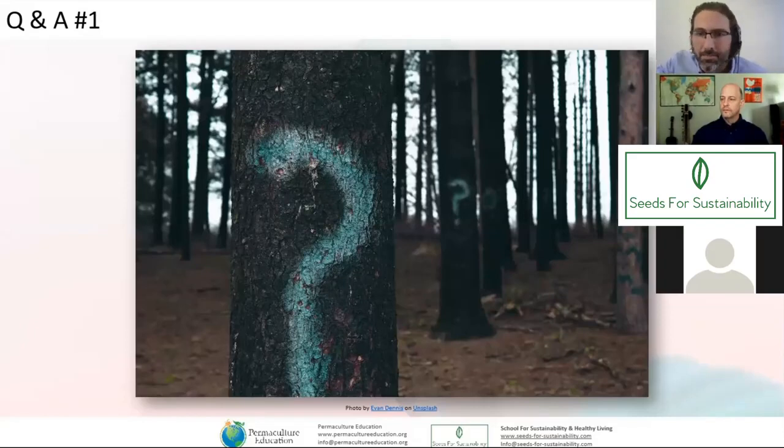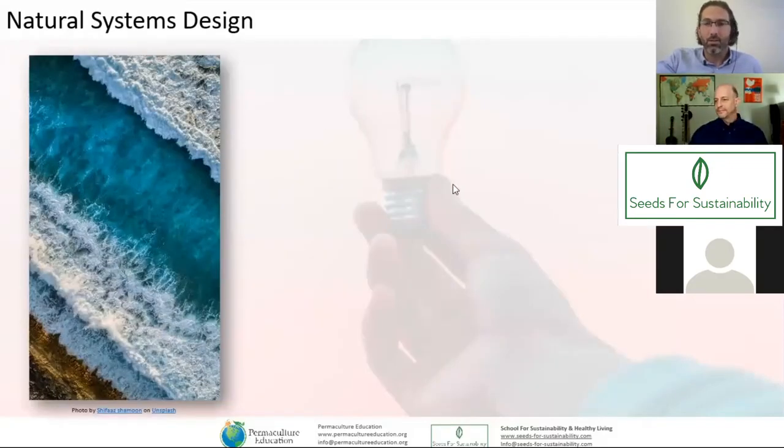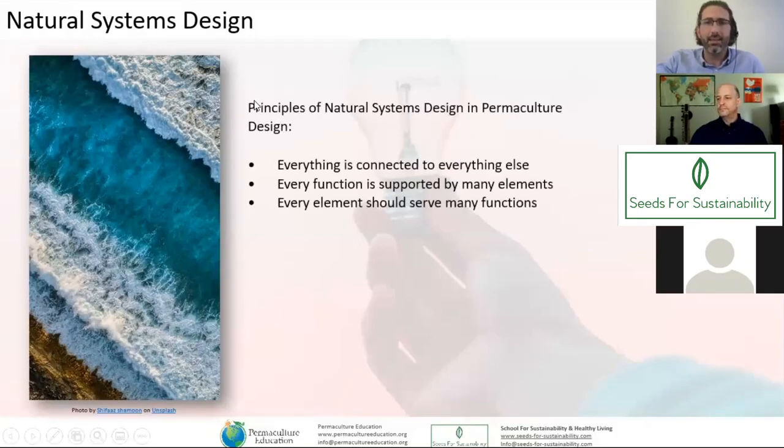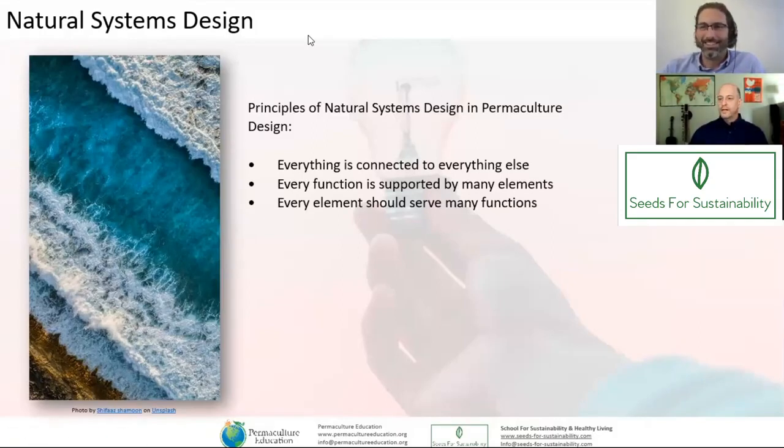But let's go back to the presentation, and I hope I didn't cut off anybody. If so, please write a question again, and we'll go back to that in the next Q&A. So now we mentioned some things already, talking about natural systems design, and how that is incorporated into permaculture. Now back to you.